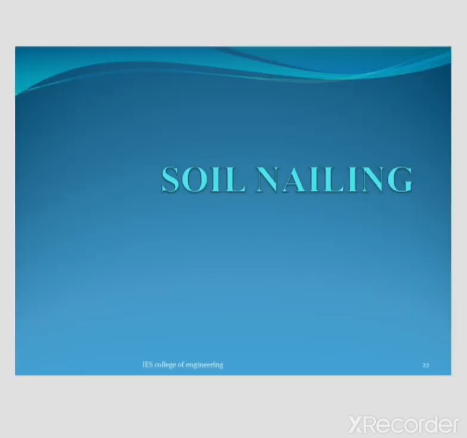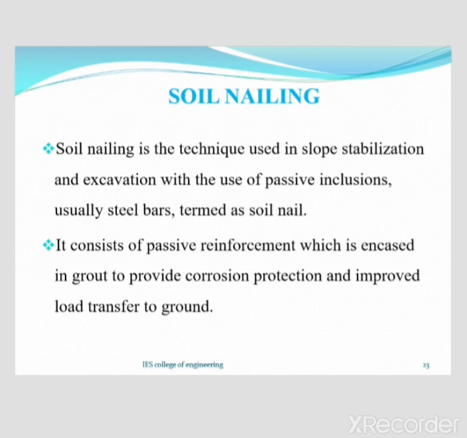Next, soil nailing. Soil nailing is a technique used in slope stabilization and excavation with the use of passive inclusions, usually steel bars termed soil nails. It consists of a passive reinforcement which is engaged in the ground to provide corrosion protection and improved load transfer to the ground.